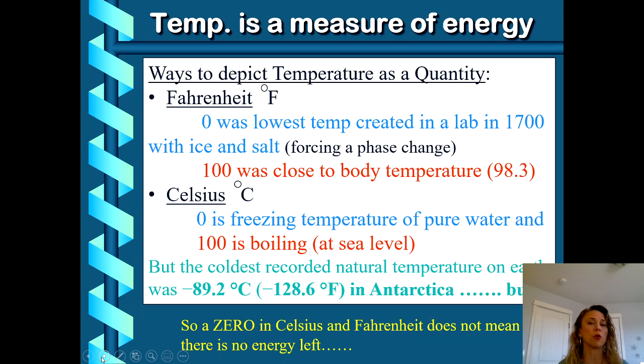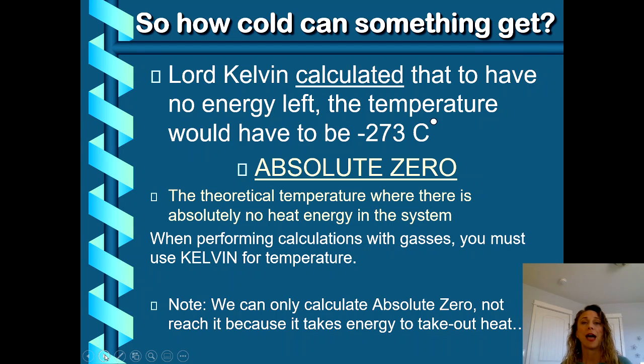But the coldest recorded natural temperature on Earth happened in Antarctica at negative 89.2. That would be negative 128.6 in Fahrenheit. We still have negative numbers. So even though you have a temperature of 0 in Celsius and Fahrenheit, it doesn't mean there's no energy left, okay? That's cold. So how cold can something get?